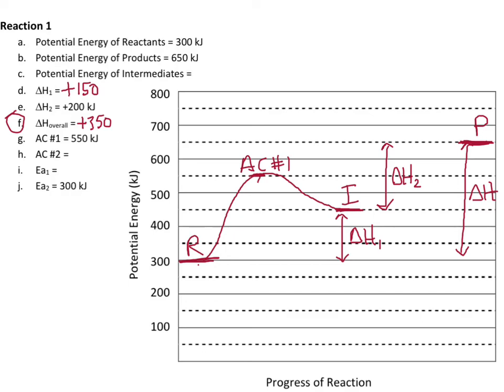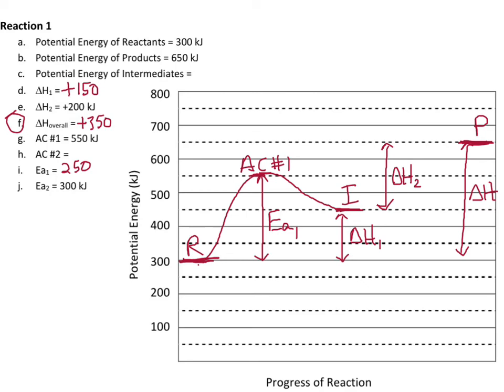I could now label the difference between the reactants and the activated complex. That's my activation energy for step 1. Since they began at 300 kilojoules, the reactants, and went up to 550, EA step 1 must be 250 kilojoules.